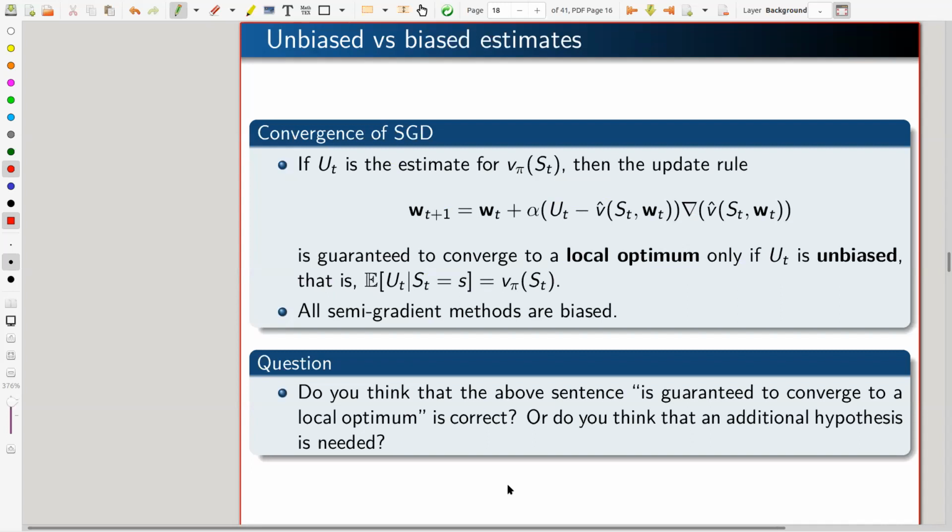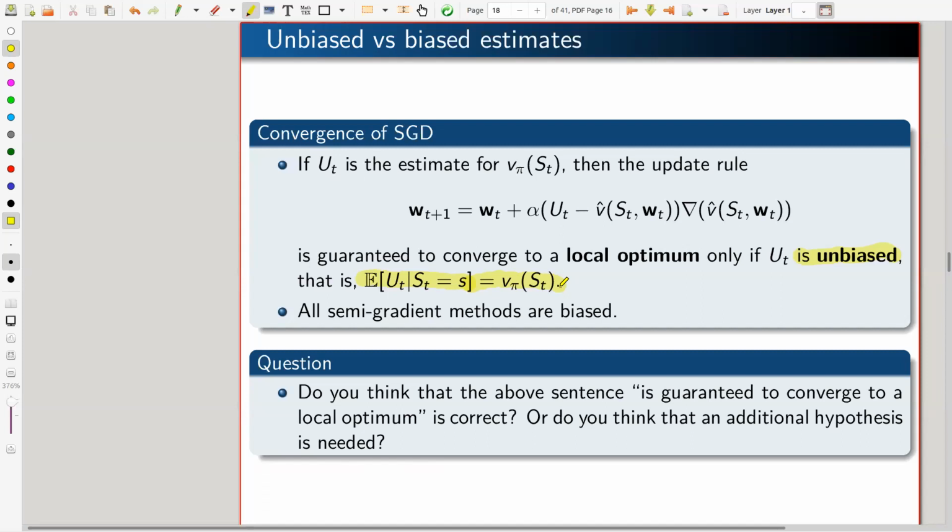So what about convergence of these methods? Well, stochastic gradient descent in general is known to converge to a local optimum when the target we are using is unbiased, meaning that the expected value of these targets equals the function you are trying to approximate.